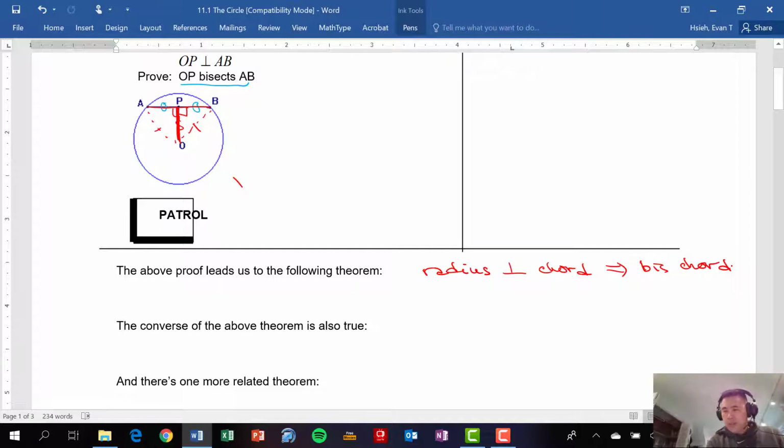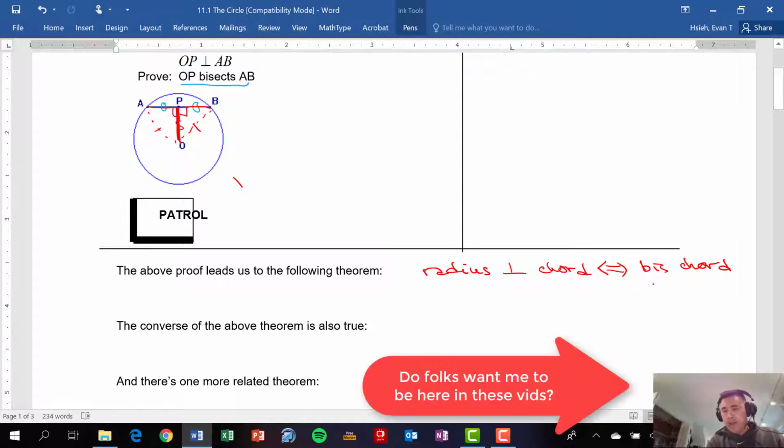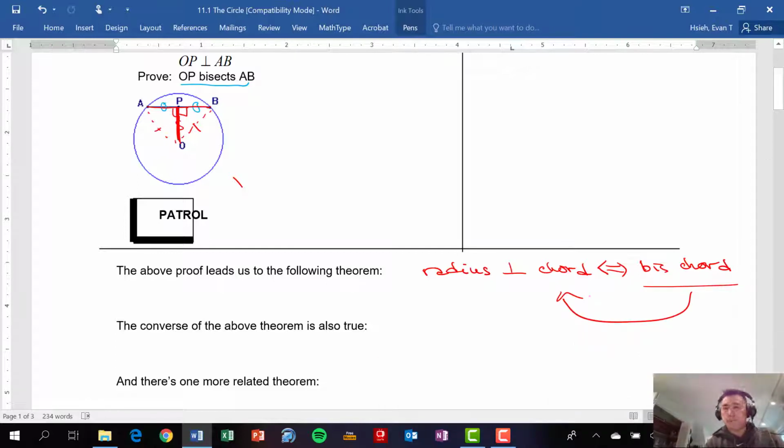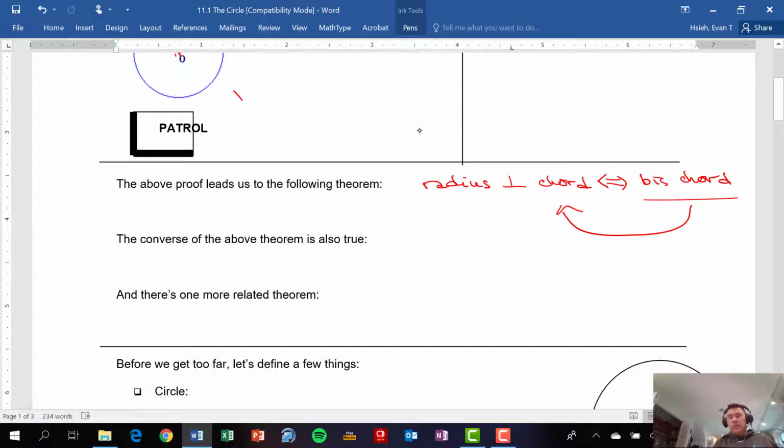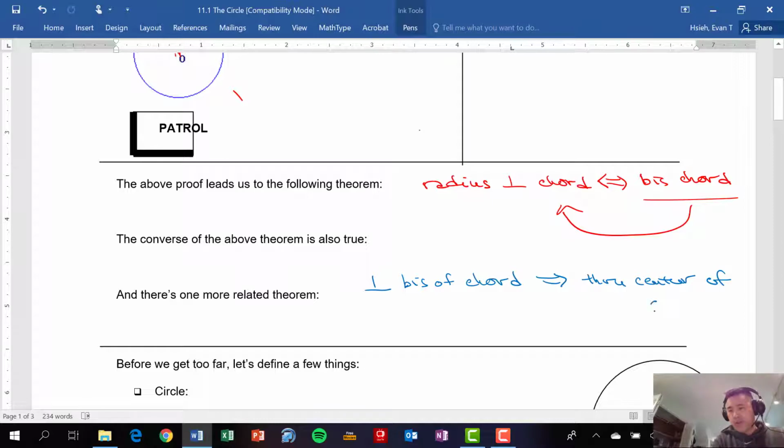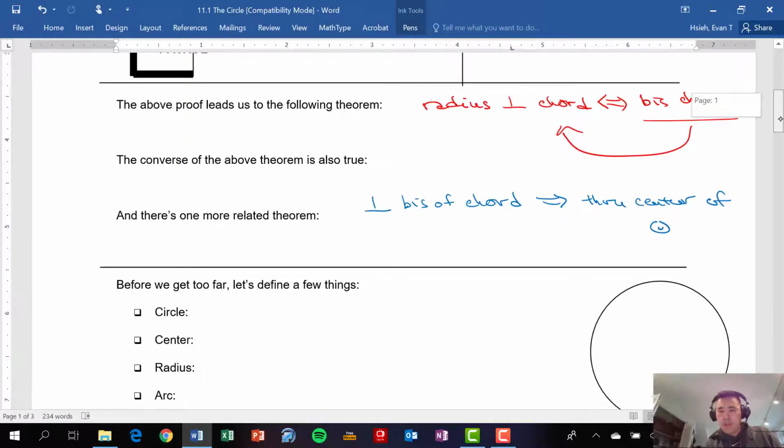And like many of our theorems, it's reversible, so it goes in both directions. So if a radius bisects a chord, it is also perpendicular to the chord. And then one more related theorem, before we get into some definitions and then looking at some problems, is that if there's a perpendicular bisector of a chord, then it goes through the center of a circle. Okay, so that's the theorems for this section.